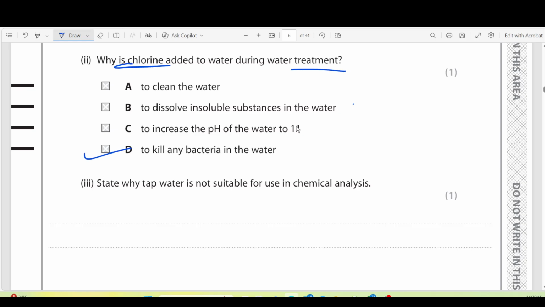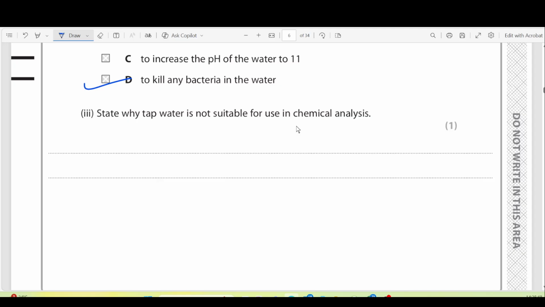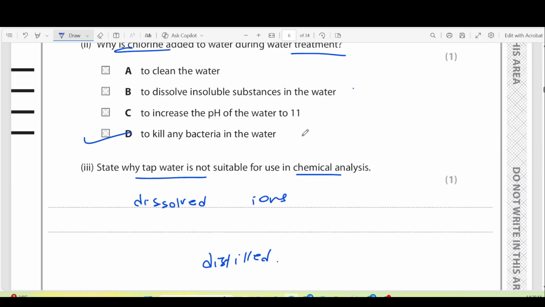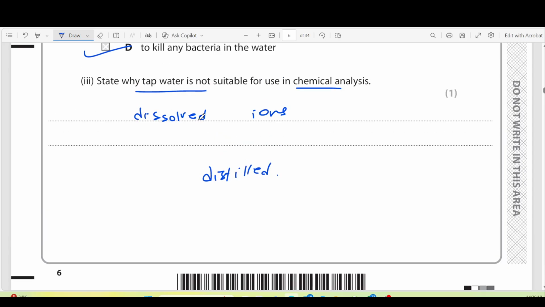To kill bacteria in water. So why is tap water not used in chemical reactions and analysis? Because it contains dissolved impurities or ions. These dissolved substances could react with the chemicals being tested, and they can interfere with the result of the analysis. That's why we use distilled and deionized water in chemical experiments. So you have to write: because it can contain dissolved substances, impurities, or ions.